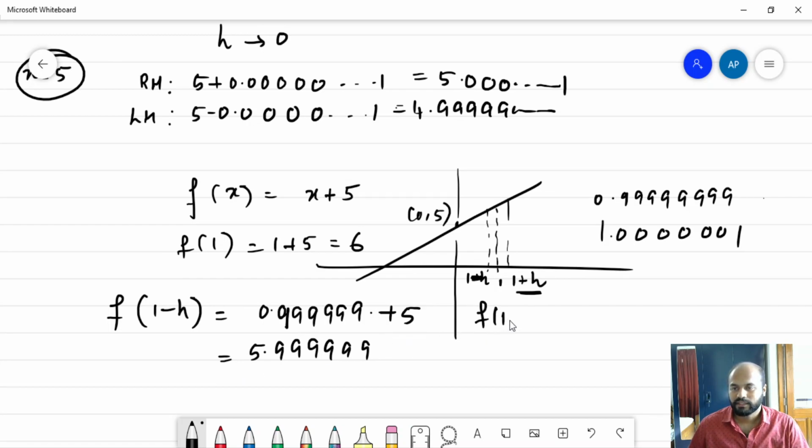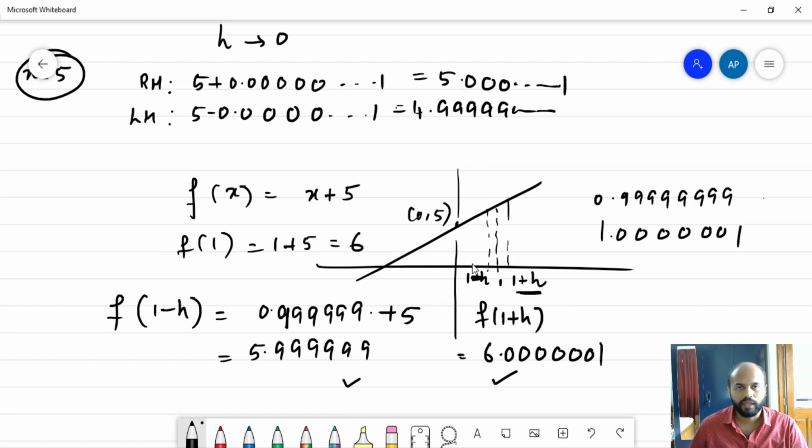And f of 1 plus h is going to turn out as 6.0001. So from this, we can easily make out that the middle value, that is the value of the function at that point, is going to be 6, because f of 1 minus h and f of 1 plus h are almost the same, and hence we approximate the middle value to be 6. It has to be 6. So this is one example wherein I've explained the value of the function at that point, the left hand limit and the right hand limit.